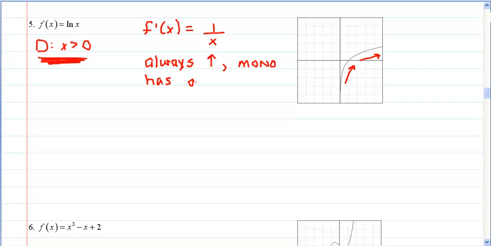So always be aware of the domain. If the problem gives you the domain, you can only check those values in the first derivative. Otherwise, you have to find it yourself.